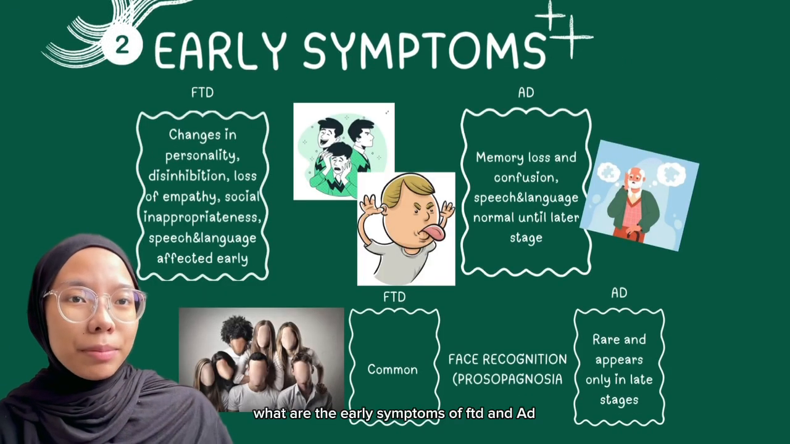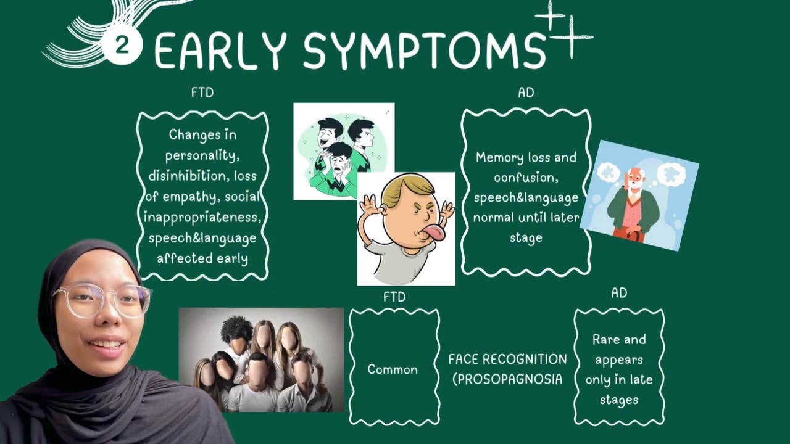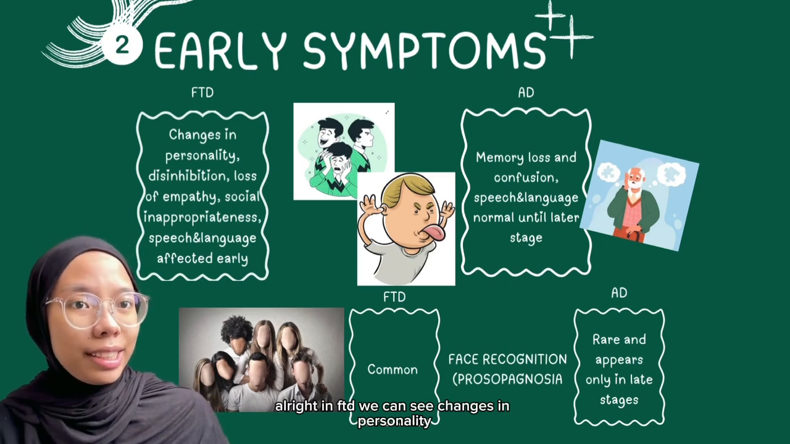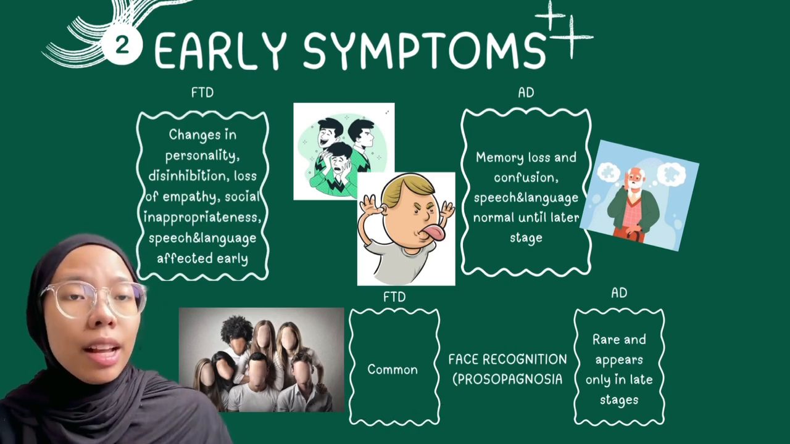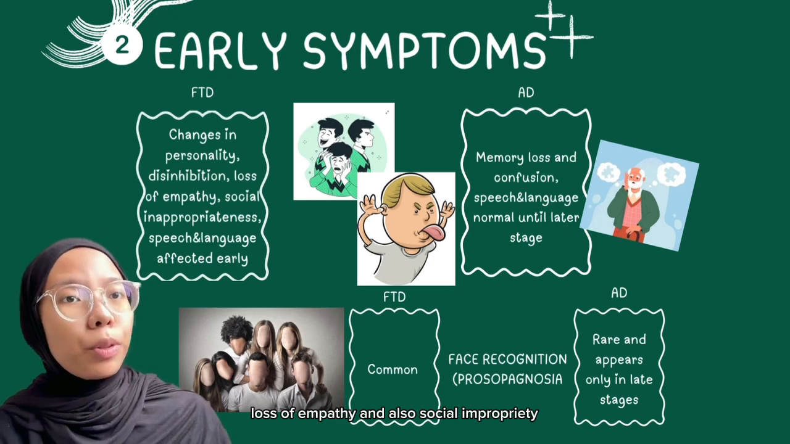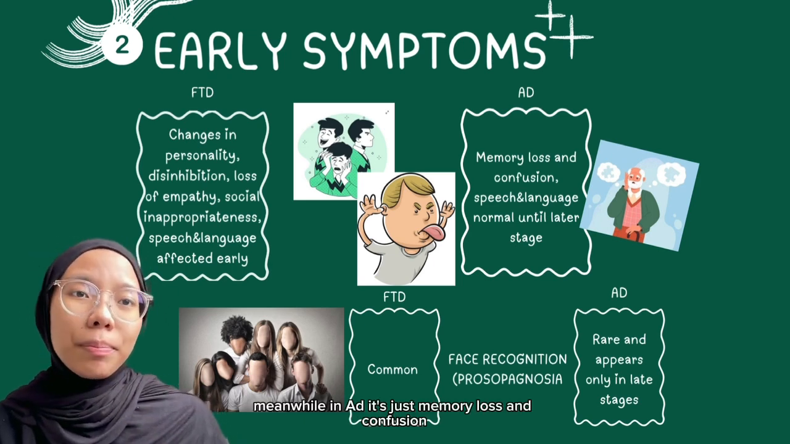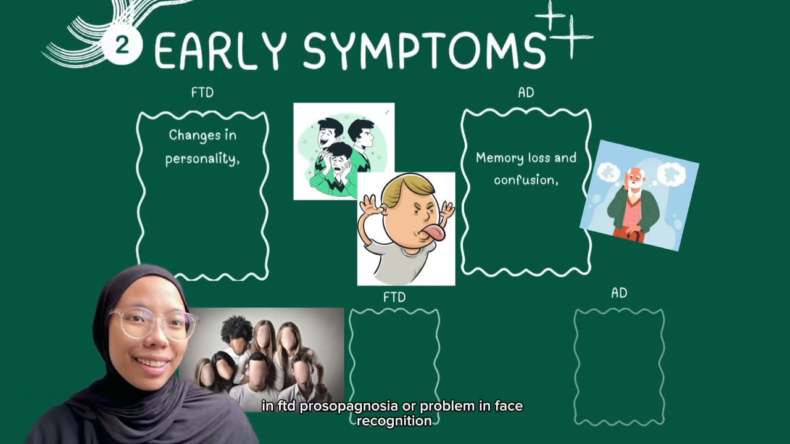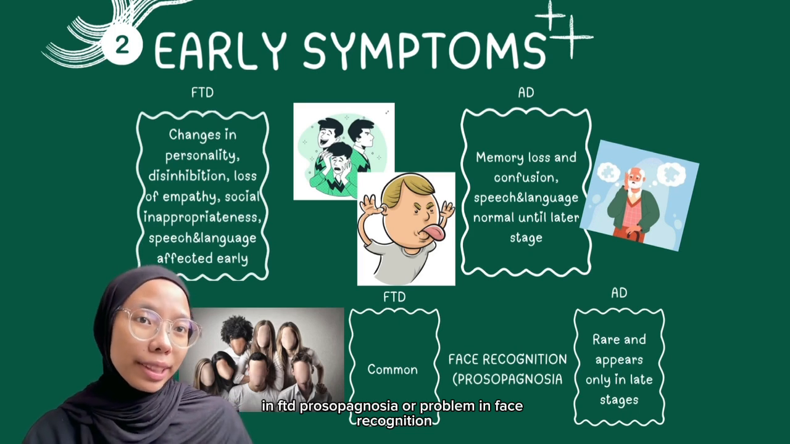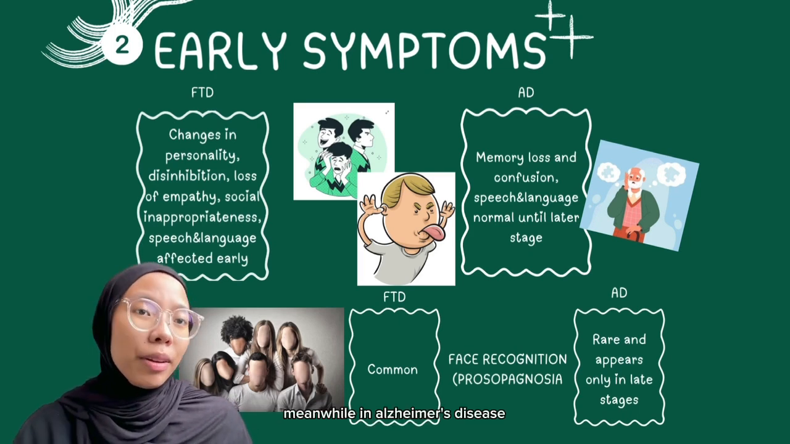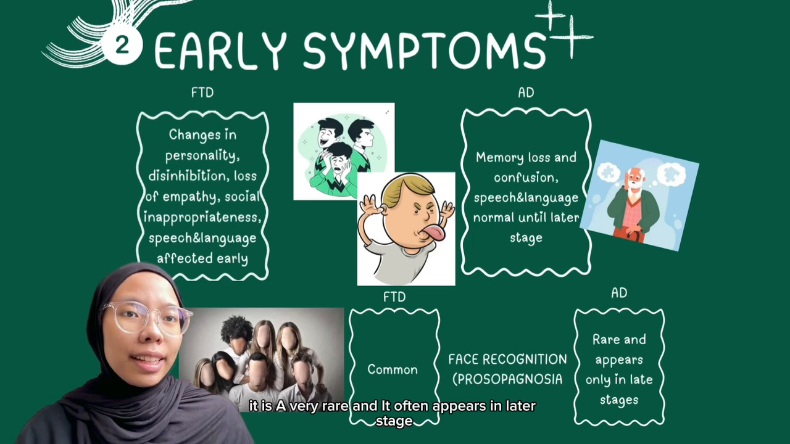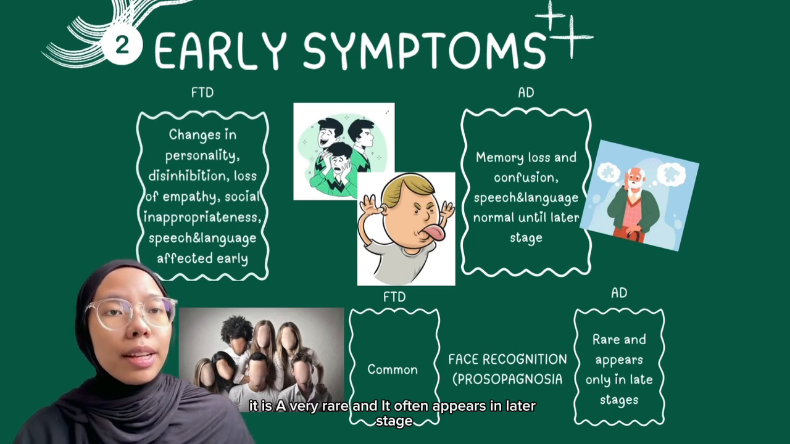What are the early symptoms of FTD and AD? In FTD, we can see changes in personality, disinhibition, loss of empathy, and social inappropriateness. Meanwhile, in AD, it's just memory loss and confusion. In FTD, prosopagnosia, or problems in face recognition, is very common. Meanwhile, in Alzheimer's disease, it is very rare and often appears in a later stage.